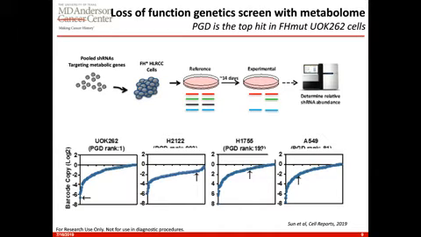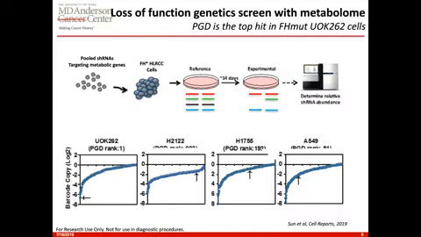So in the end, interestingly, in the UOK262 cells, the FH-mutated cell line, out of the about 300 metabolism genes, PGD is clearly a top hit. Basically, genetic depletion of PGD causes the biggest growth disadvantage in this cell line. This is not a promiscuous hit, because in a few cell lines we tested, those FH wild-type cell lines, PGD is not a hit in any of them. So this is data from the functional genomics screen.